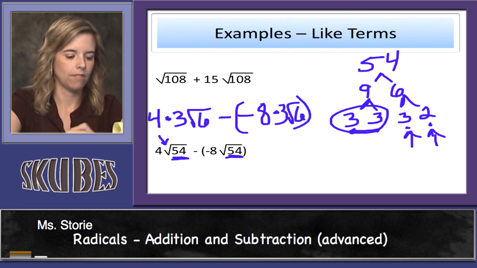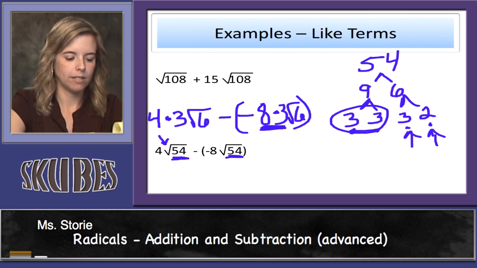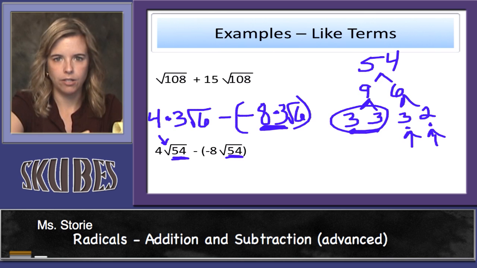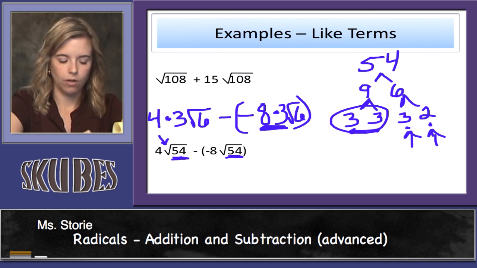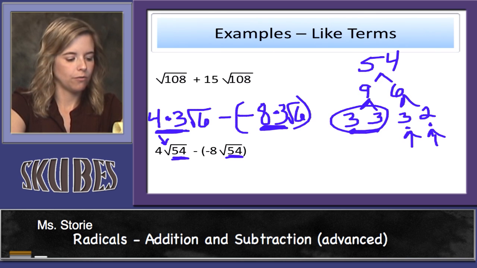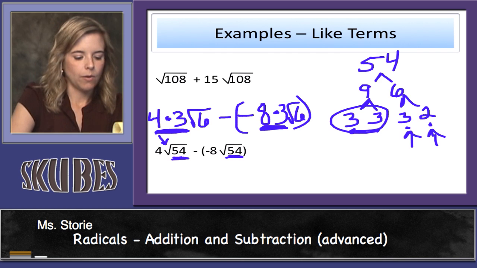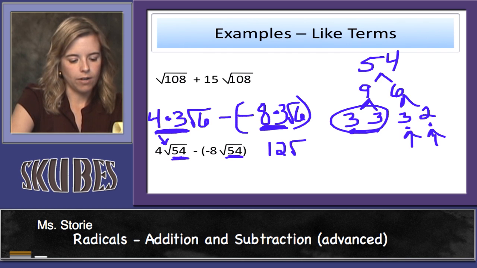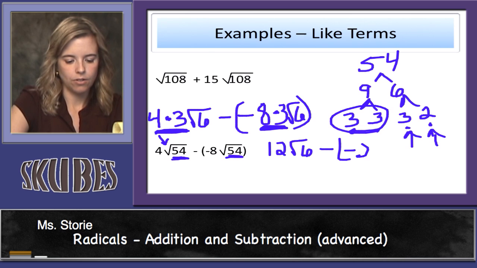All right? Here we have to do PEMDAS, parentheses first. You're going to have to do your multiplication of 8 times 3. That's 24. You're going to have to do your multiplication of 4 times 3. That's 12. So actually you have 12 radical 6 minus negative 24 radical 6.